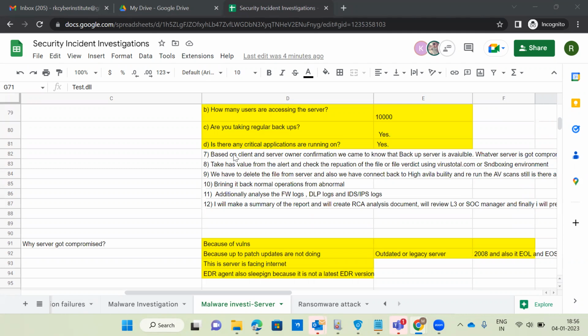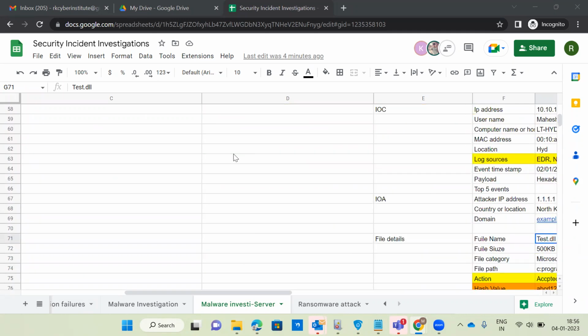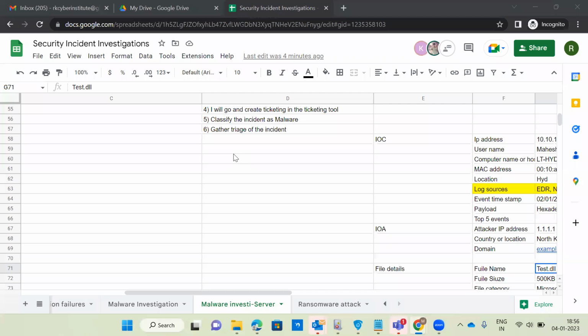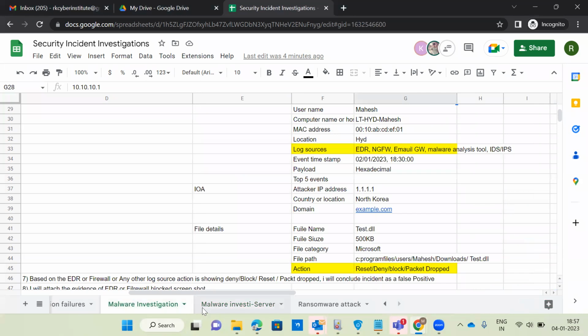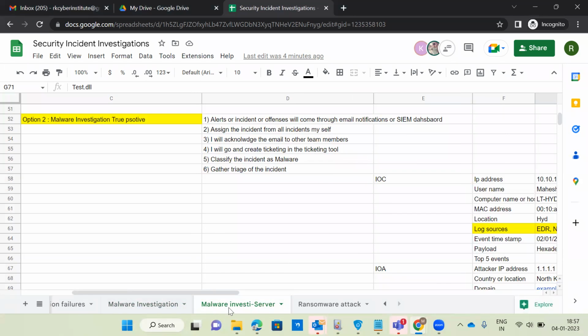Please make sure that you explain everything in the past tense, because it is an already completed scenario that you have done. So my suggestion to you guys, please explain this in the interview: malware investigation on a server. My advice to you, either you can explain malware investigation on an end user system or a server. Compared to these two, if you want to filter out, explain the server.